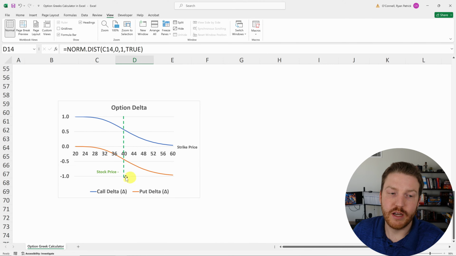So put deltas will always be a negative value, whereas call option deltas will always be a positive value. And if I have a put option with an exercise at a strike price of 60, it is almost a near 100% certainty that this option is going to expire in the money. So I experience nearly 100% of the price changes as this underlying stock price changes. And now it is the exact opposite.